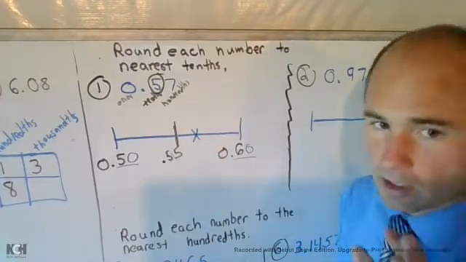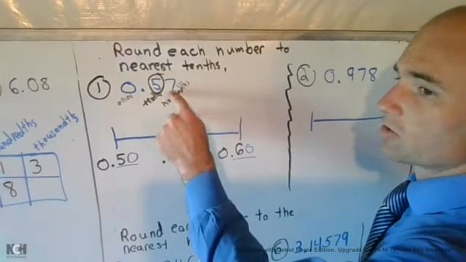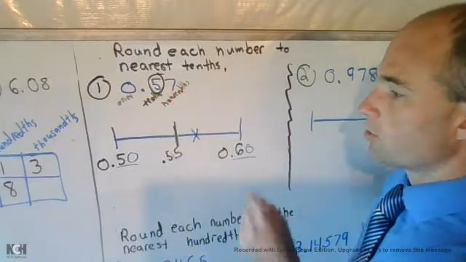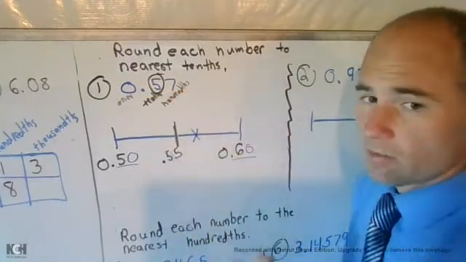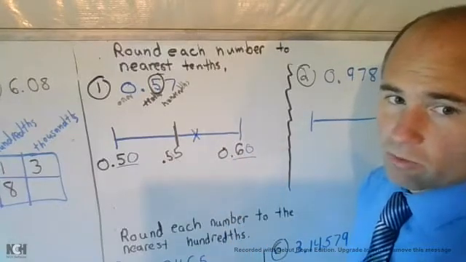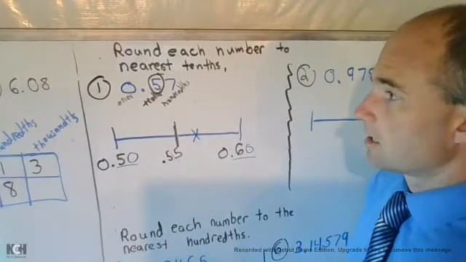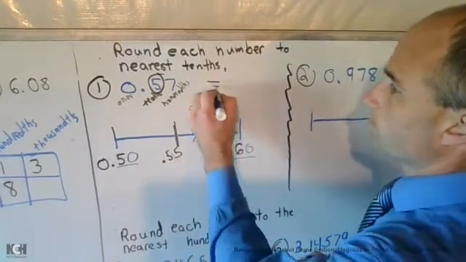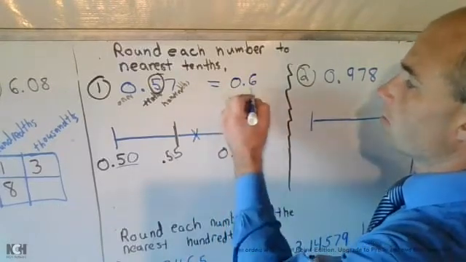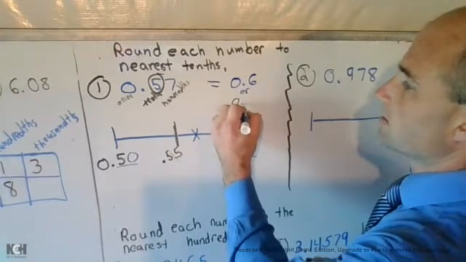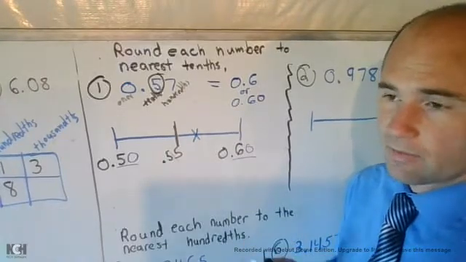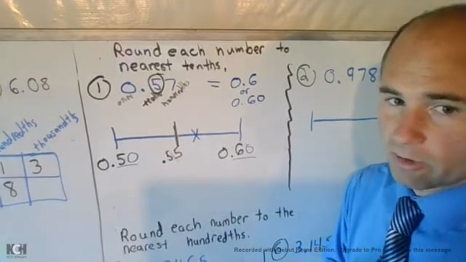So not only can you see that you have to move it up, because 5 and above you give it a shove, but also you can visually see where it is on the number line and see, hey, it is closer to 6/10, which means when I'm rounding each number to the nearest tenths, I would round this number to 6/10. I could also call it 60/100th. Same problem, same answer. They're equivalent.